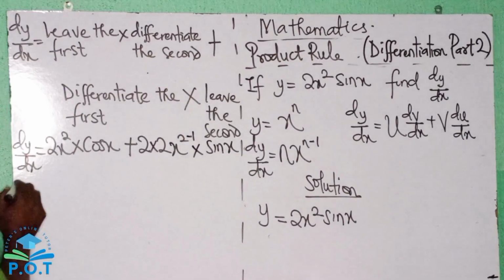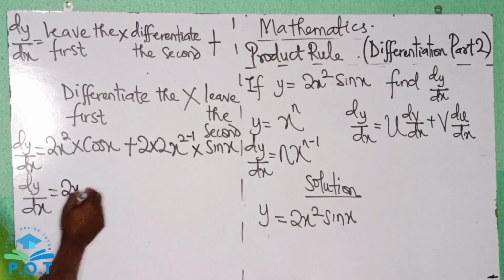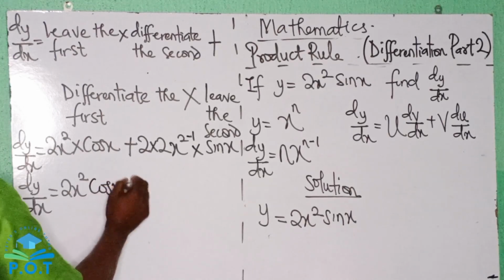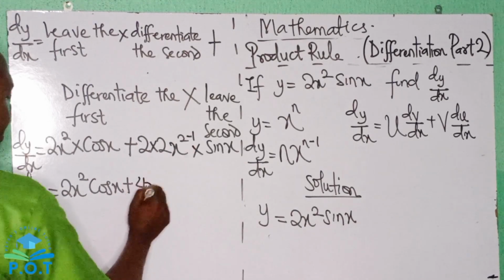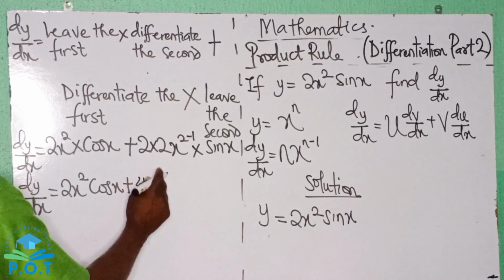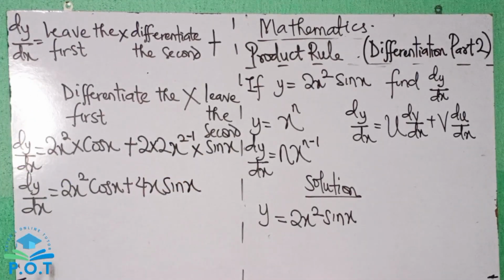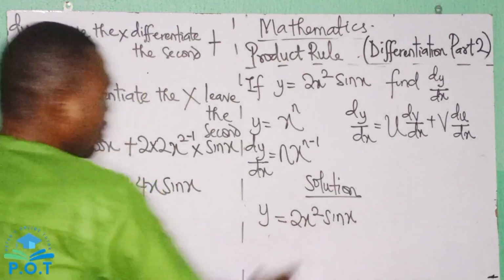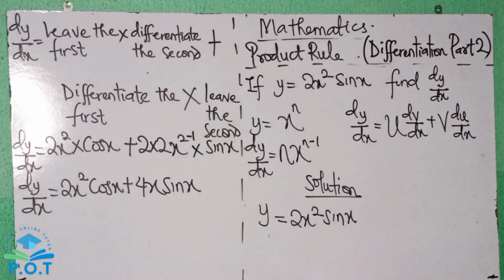Now dy dx is equal to 2x squared times cos x plus 2 times 2 is 4, x to the power 2 minus 1 is 1, times sine x. So we just differentiated this question without using the formula for the product rule. Alright, so you can still try that on your own.